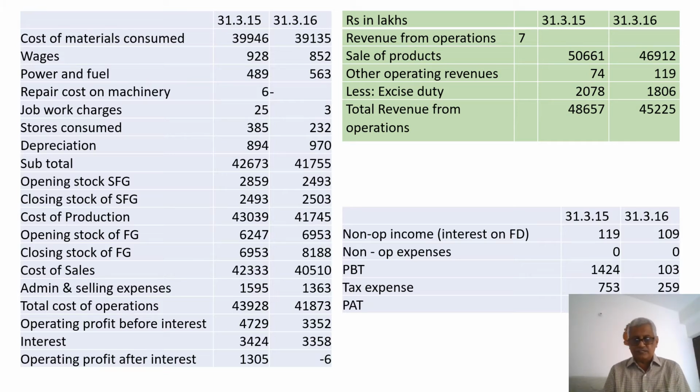Add the opening stock of finished goods, deduct closing stock of finished goods. You get cost of sales. Add admin and selling expenses. What you get is a total cost of operations.